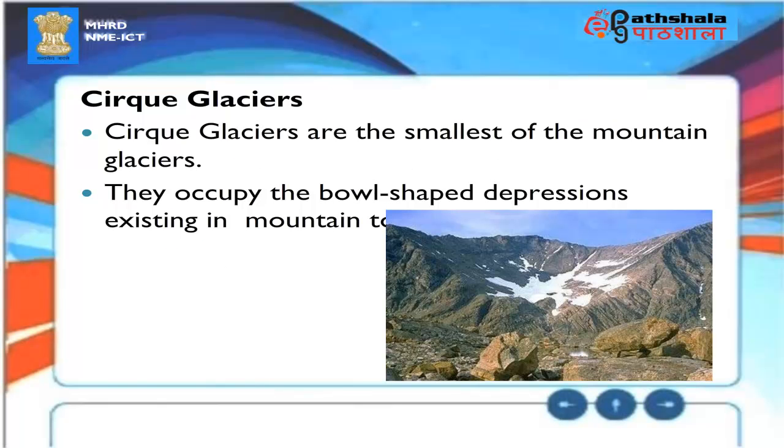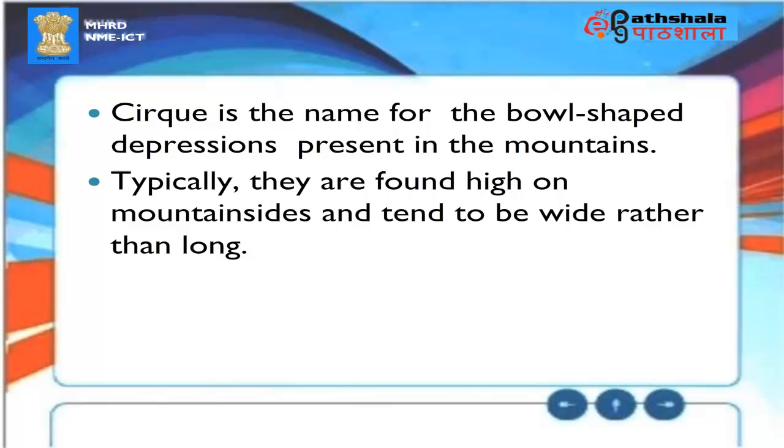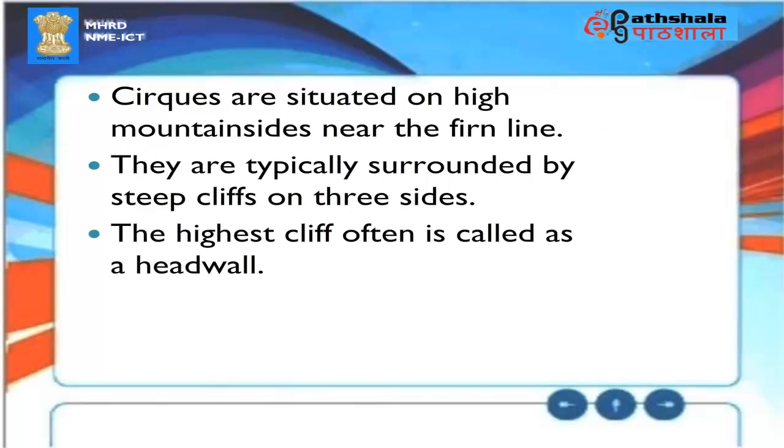Cirque glaciers. Cirque glaciers are the smallest of the mountain glaciers. They occupy the bowl-shaped depressions existing in mountain tops. Cirque is the name for the bowl-shaped depressions present in the mountains. Typically, they are found high on mountain sides and tend to be wide rather than long. Cirques are situated on high mountain sides near the firn line. They are typically surrounded by steep cliffs on three sides. The highest cliff is often called a headwall.